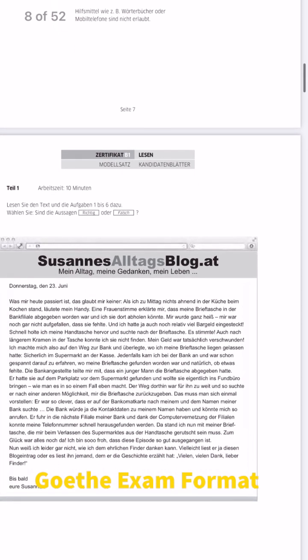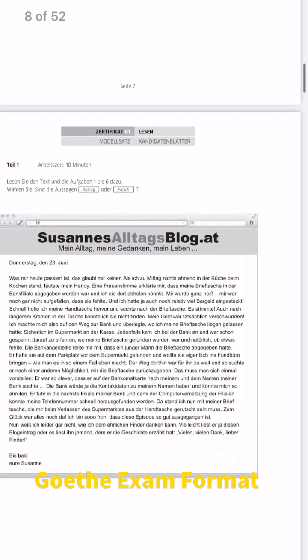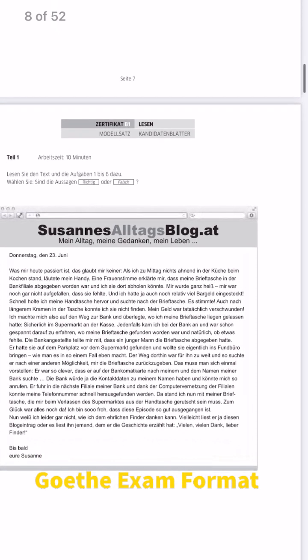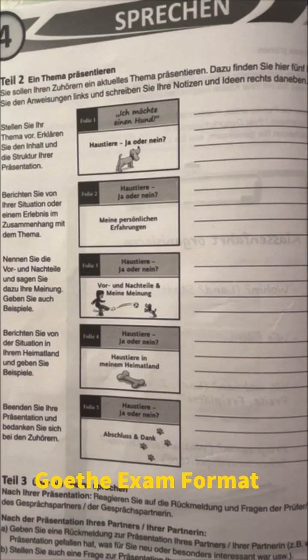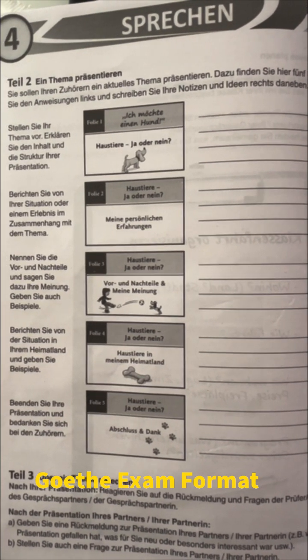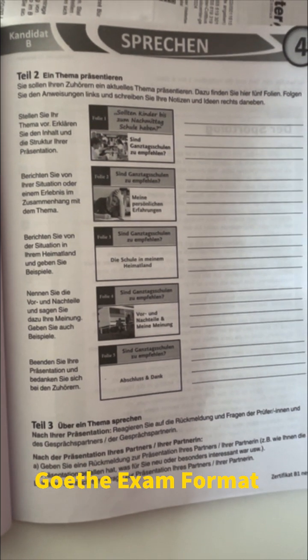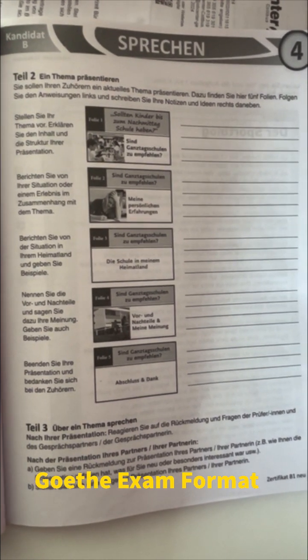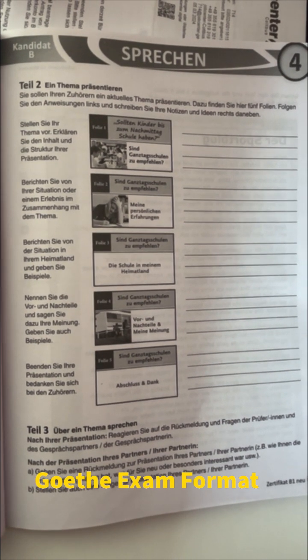But in the Goethe exam, your second tile and your third tile are linked to each other. So as a part of the second tile, you will have 2 different topics. For example, you are getting a topic whether a person should keep a pet or not, but your partner will get a totally different topic. Suppose he is getting a topic that a child should be sent to school for the whole day, not only for the half day.